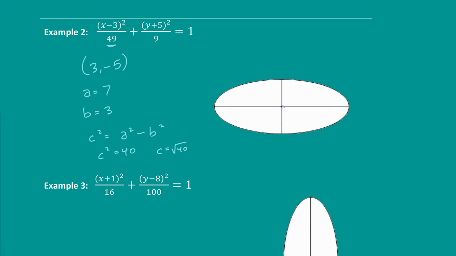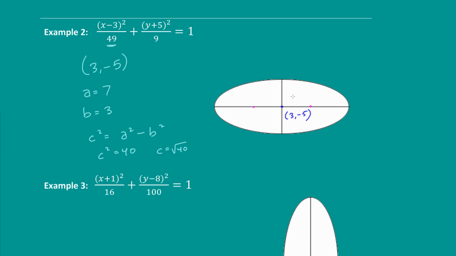Our center right here is going to be at the point 3, -5. We know that our A is 7, our B is 3, and our foci are going to be at the points, right here and right here, because they're on the major axis.